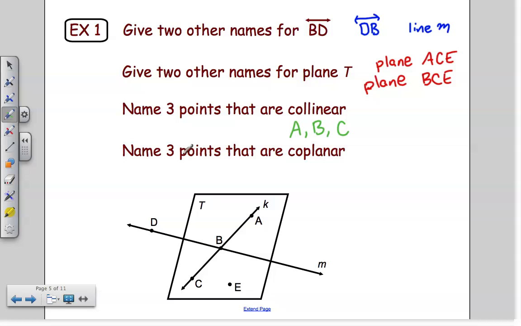And for this last one, name 3 points that are coplanar. Again, what does coplanar mean? It means together on the same plane. Planar meaning plane, so give me 3 points that are together on the same plane. There are a total of 4 points on this plane, A, B, C, and E. Of course, D is not on the plane, it's outside of it. And we're not sure whether this line is on the plane or not. So I could give A, B, C, and E.